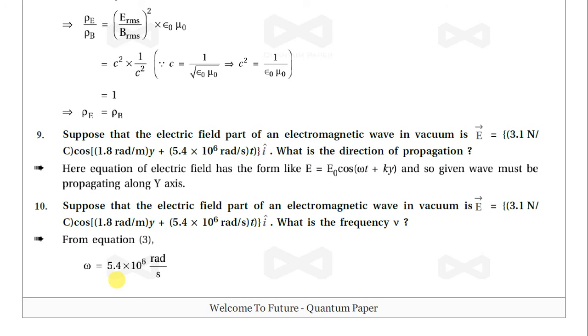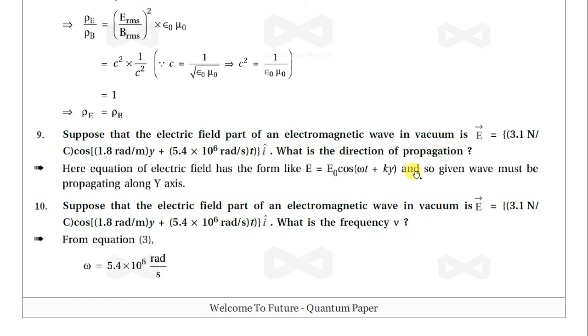See here, the equation of the electric field is of the form E = E0 cos(ωt + ky). What will happen here? E0 is the value 3.1 N/C, E0 cos(1.8 y + 5.4 × 10^6 t), where ω is represented as omega and t. So this is the phenomenon.